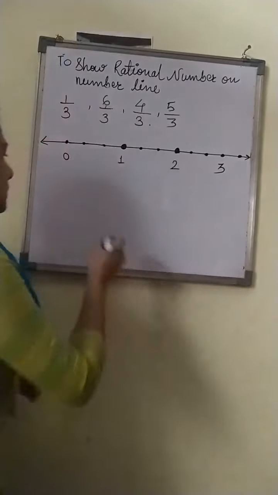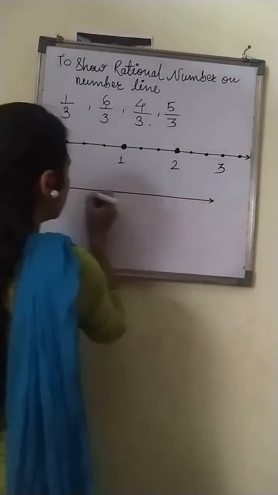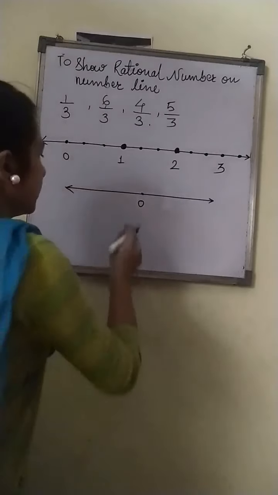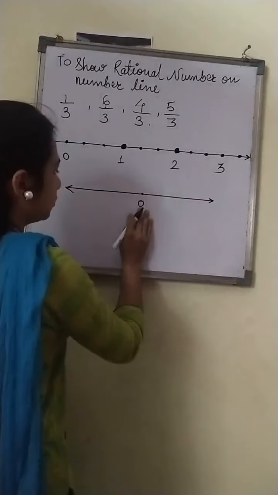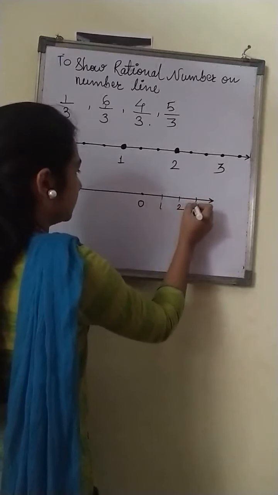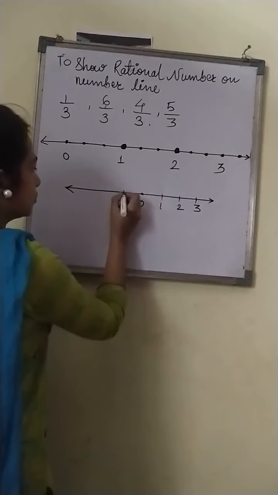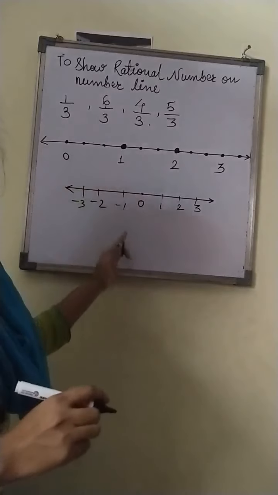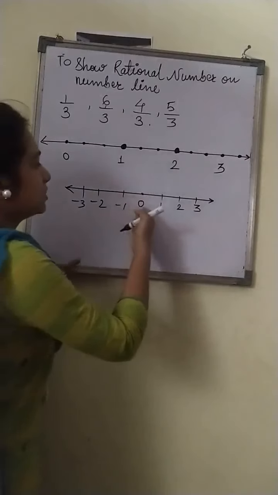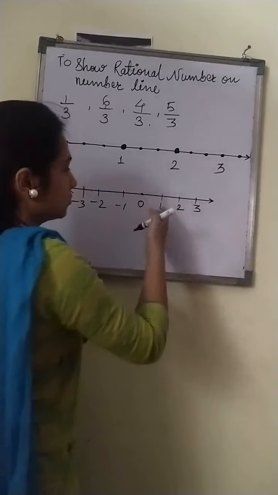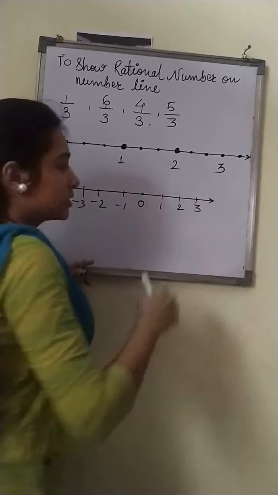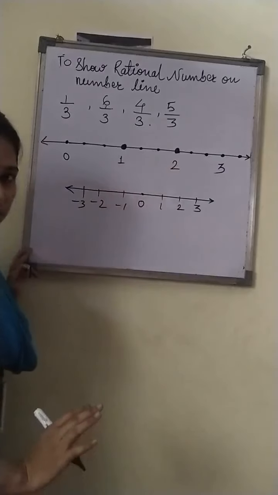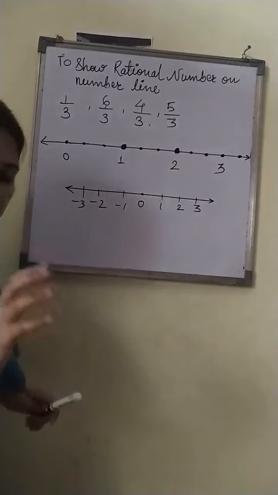This is nothing but a number line. It starts from 0, and to the right-hand side of 0 all positive numbers are there, and to the left-hand side of 0 all negative numbers are there. This is called a number line. Now, 0 to infinity are whole numbers, 1 to infinity are natural numbers, containing negative numbers, 0 and positive integers. So you can show any number on the number line.